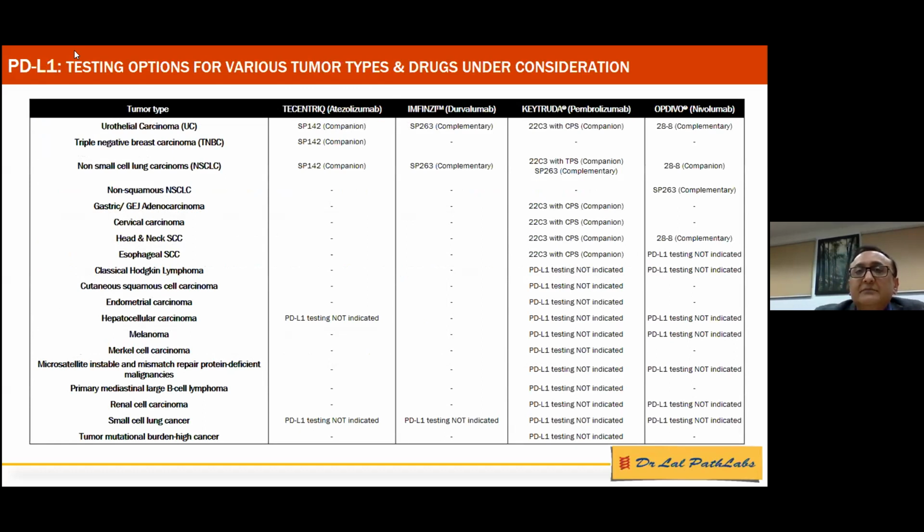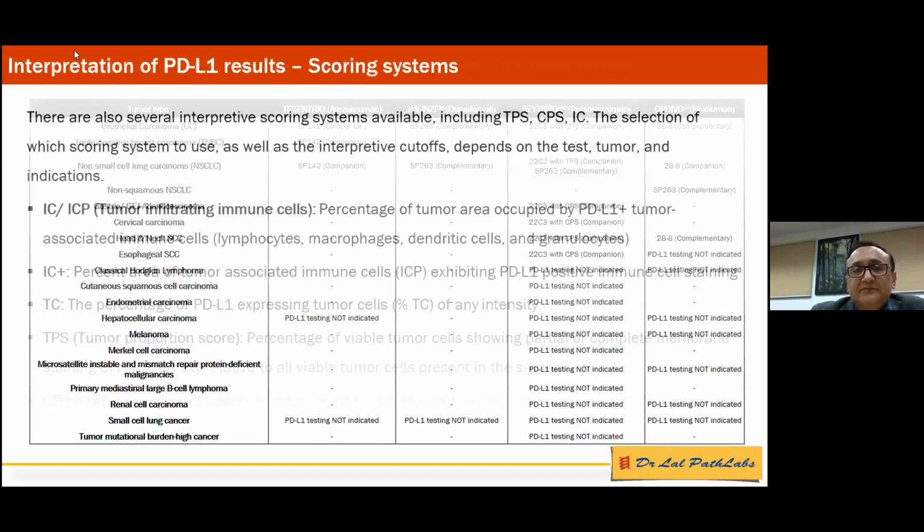And there are different clones of PD-L1 antibody, which are used for each of the different drugs. For Tecentriq, it is SP142. For Imfinzi, it is SP263, and for Keytruda, it is 22C3. For Opdivo, it is 28-8 or SP263, but most of it is complementary. Now, some of these are complementary and some are companion diagnostics.